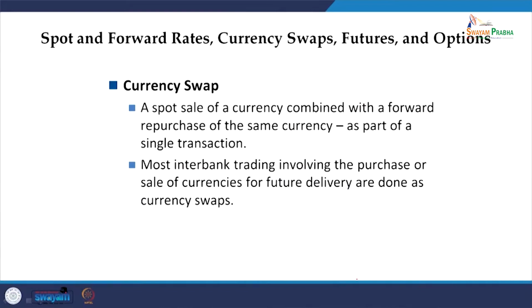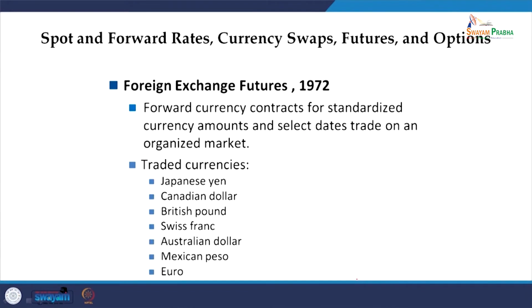Most interbank trading involving the purchase or sale of currencies for future delivery is done through currency swaps. So, a currency swap is basically a sale and repurchase, on a contract at a spot rate with a later date for repurchase. So, the concept of futures comes to our understanding.